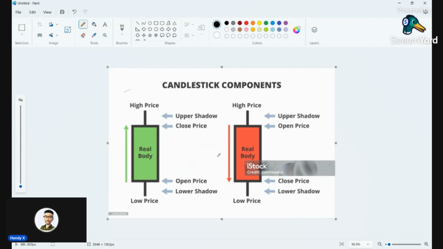Hello everyone, you're welcome to my YouTube video on understanding candlesticks. This is a beginner's video trying to give you a little bit of introduction of how the candlesticks in any trading platform are represented, what you see, and how it's been translated.